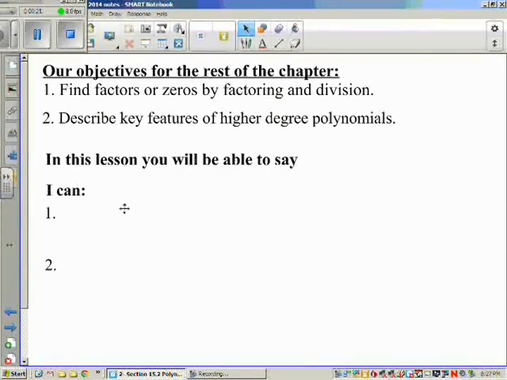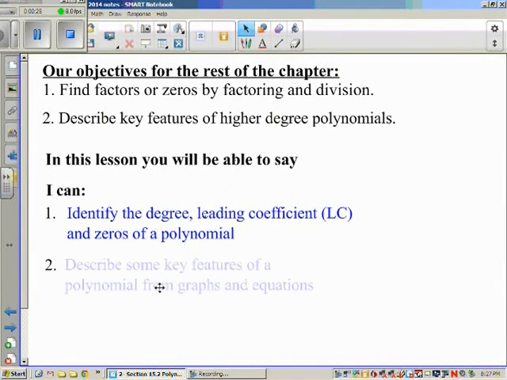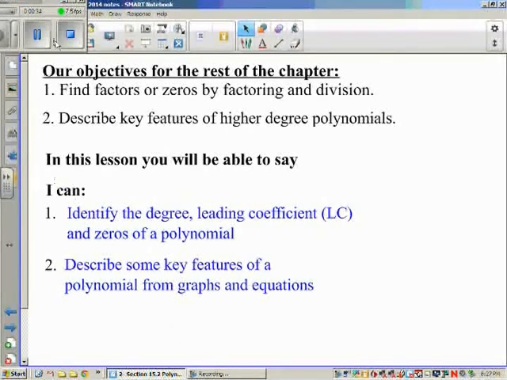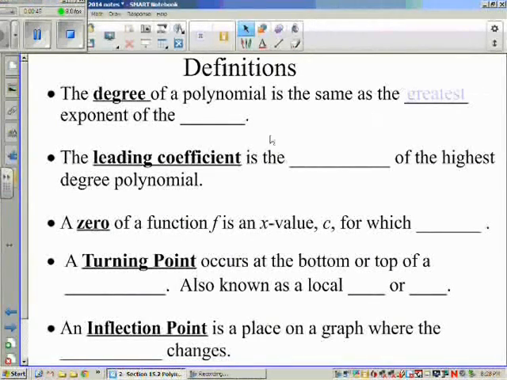By the end of this lesson, you should be able to say that you can identify the degree, leading coefficient or LC, and zeros of a polynomial, as well as describe some key features of a polynomial from graphs as well as equations. The degree of a polynomial is the same as the greatest exponent of the variable, and we're going to be using x.